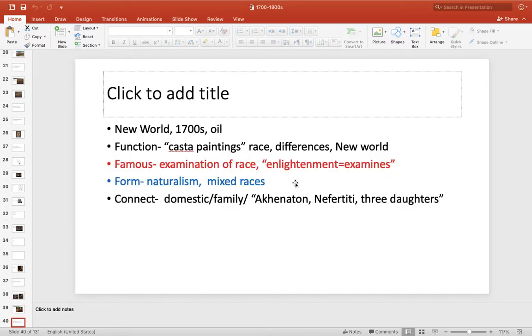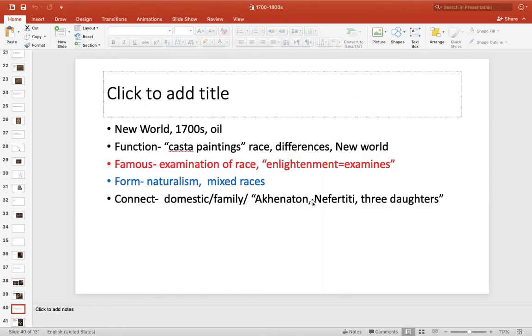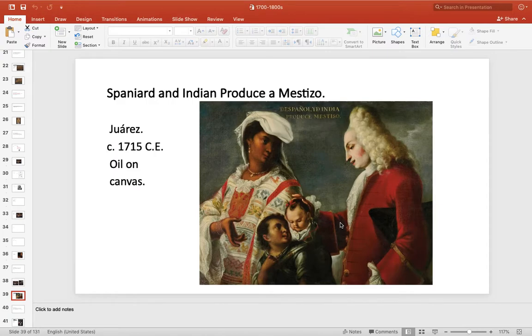They had all kinds of these. Famous because it examines race. Also famous, it's near the Enlightenment where people are trying to figure things out. Form, naturalism. It shows mixed race people, or a family portrait, something like that. Connection, I think back to Akhenaten, Nefertiti and the three daughters, a domestic scene in art, or a family in art.